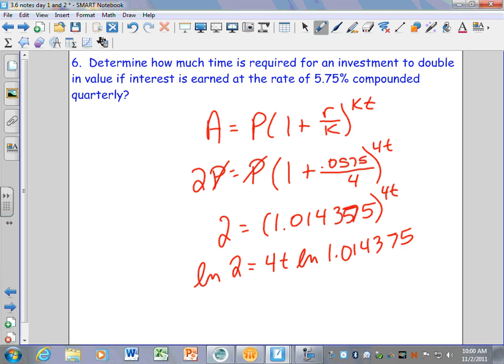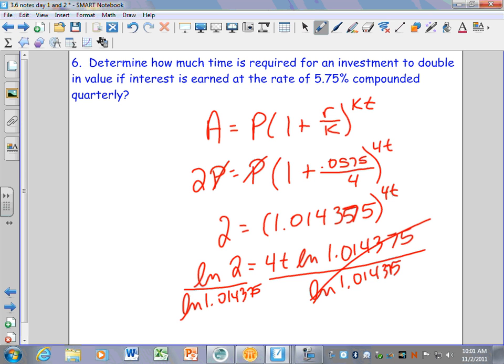And this is just like the last one we did with the 12. You don't have to do it all at once, which means we could divide by the ln. Do that, get your answer, and then just hit divide by 4 again, right? Like you don't have to do it all at once. Do ln of 2 divided by ln of 1.014375, and then take that answer and divide by 4. I just think it's easier if you just write 4 up there, but you do have to use your parentheses when you do that.